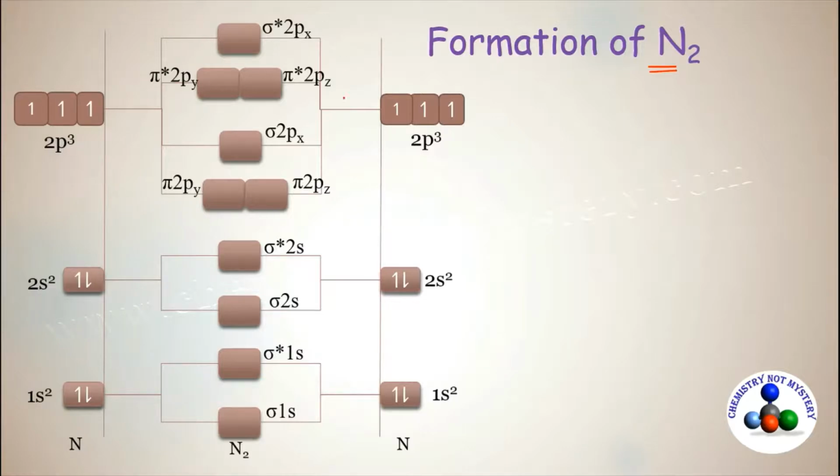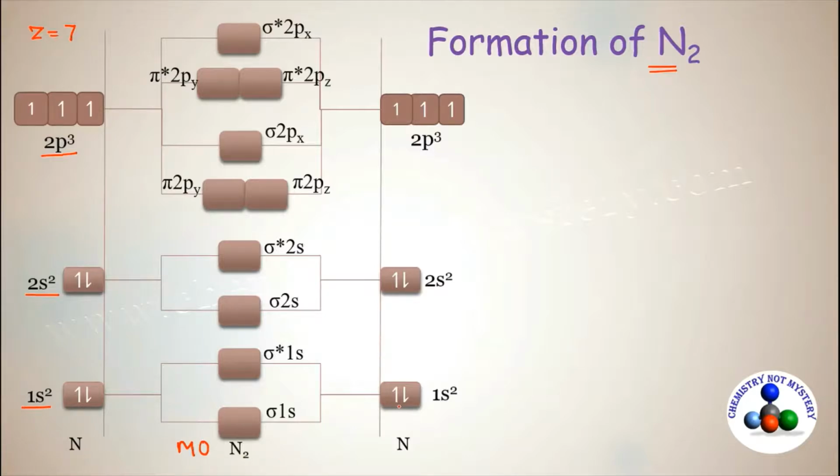Here you will get a huge molecular orbital diagram, but don't be afraid of it. First of all, write the configuration of the nitrogen atom. You will get 1s2, 2s2, 2p3, as the atomic number of nitrogen is 7. Similarly, on the other side also you have to write the electronic configuration of atomic nitrogen. And at the center, these are the molecular orbitals of the N2 molecule.